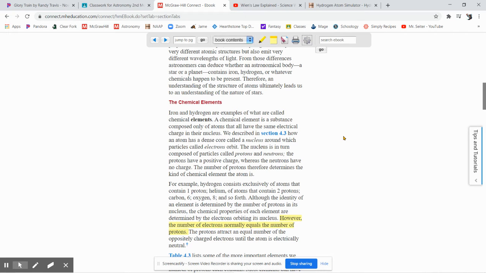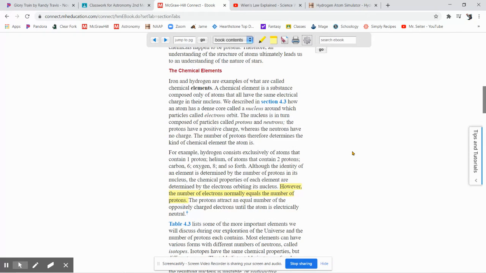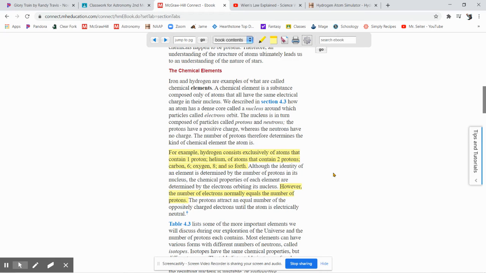Next, we go over the chemical elements. Now, this little section right here is a refresher course on protons and electrons. For example, hydrogen consists exclusively of atoms that contain one proton, helium of atoms that contain 2 protons, carbon 6, oxygen 8, and so forth.